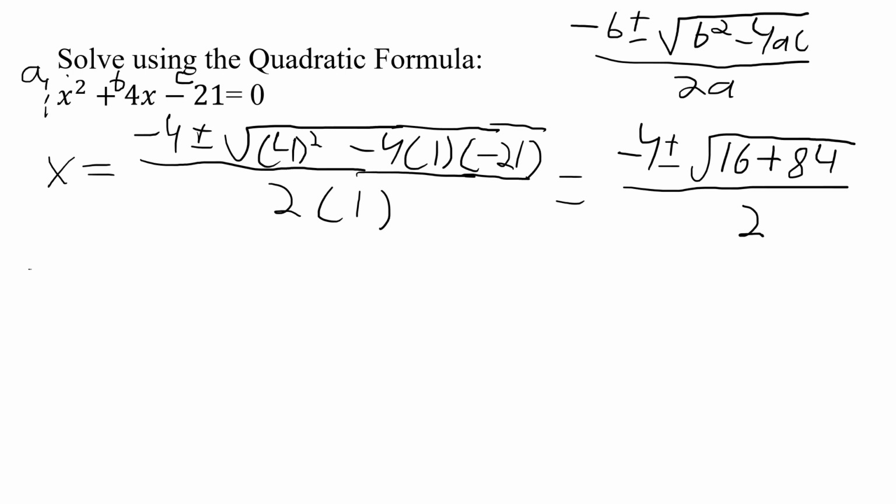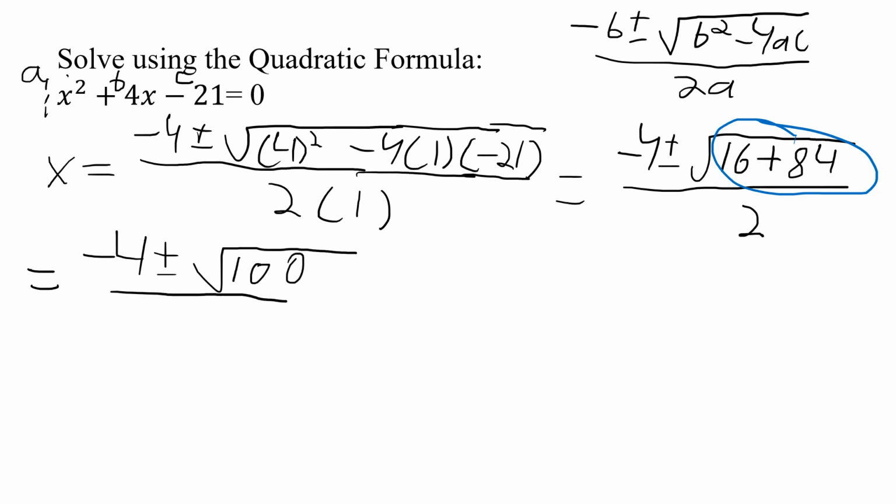So let's simplify it further, and let's go ahead and solve what's inside this root here. Let's go ahead and do this part next. So we're going to keep the negative 4. We're going to keep that negative 4 plus or minus square root 16 plus 84. That's going to be 100. Let me double check that just to be safe. All right, so it will be 100. And we're dividing that by 2.